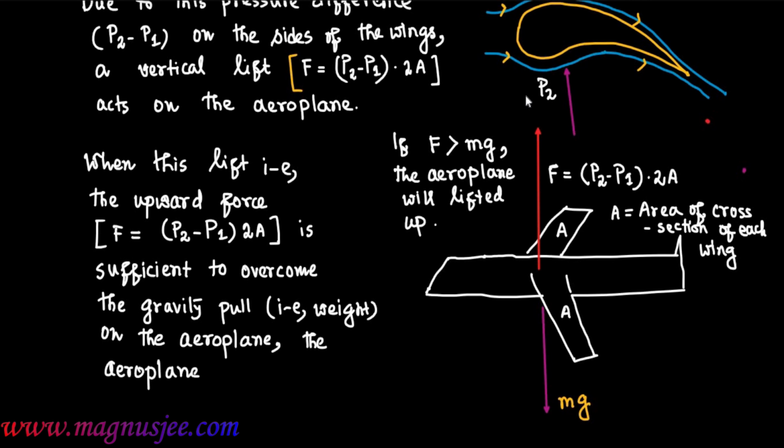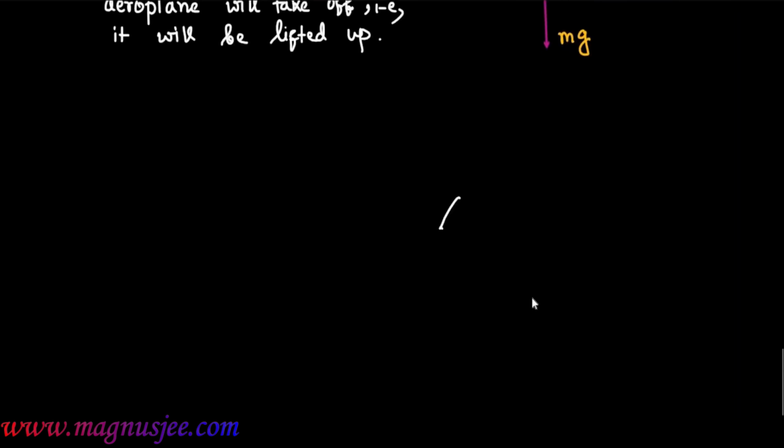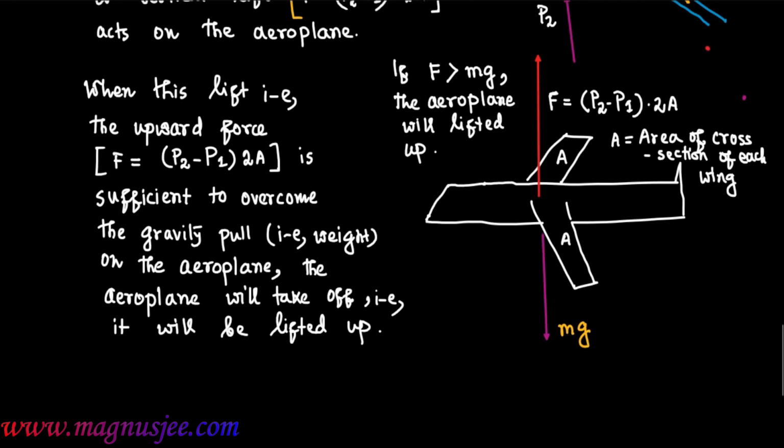The aeroplane will take off. That is, it will be lifted up. So in this case, the aeroplane will move diagonally in air. That is, the aeroplane will be lifted in air diagonally as shown in the figure.